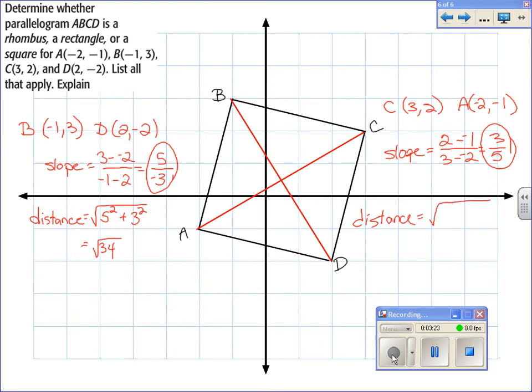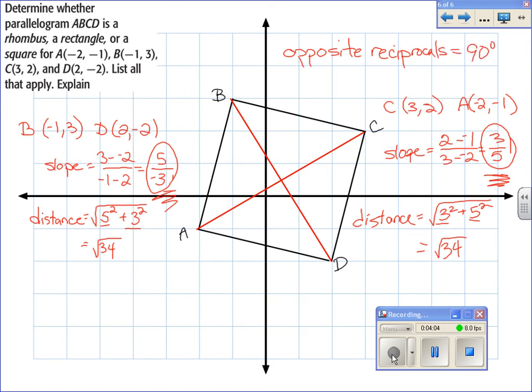Now I know the distance is going to equal the square root of 3 squared plus 5 squared. And we already figured that out. Those are the exact same two numbers that were used to calculate the distance for BD. So I know that's going to be the same, the square root of 34. Now take a close look at the two slopes. 3/5 and -5/3. They are opposite reciprocals. When you have opposite reciprocals, you have a 90-degree angle, or perpendicular.